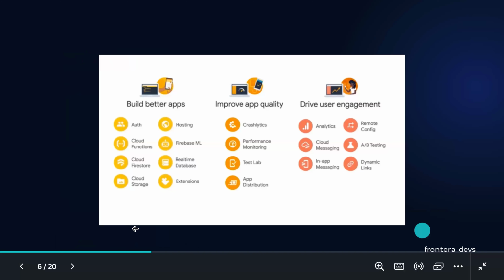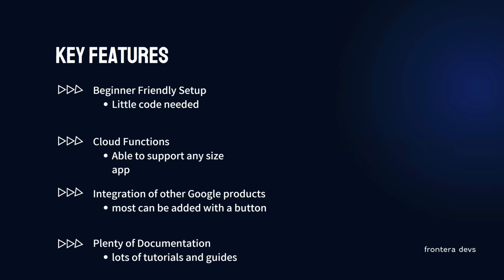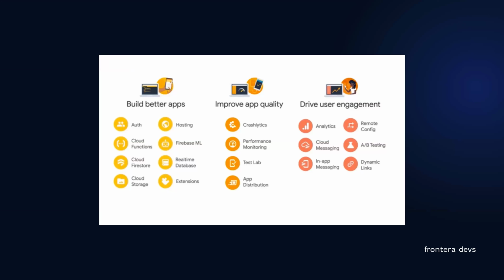Also, a quick recap of what Firebase is and what it offers. It offers more than 20 products, and the few that we're going to cover are, as you can see here, you could categorize it in three parts: building better apps, improving app quality, and user engagement. So for the ones that we're going to use in this project, it's going to be authorization, Firestore, hosting, and real-time storage.